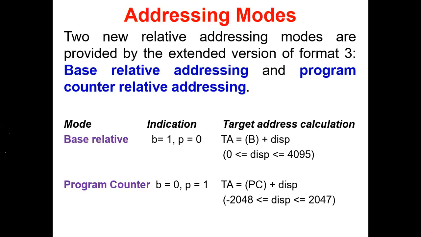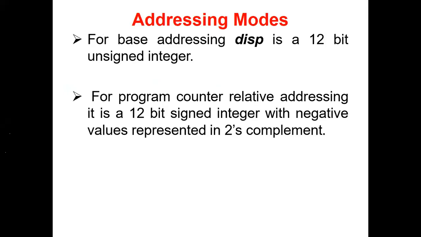B is a 1, P is a 0, that means base addressing. Okay? If we are going to use base addressing to calculate the target address, you take the contents of register B, the base register, plus the displacement. B0, P1 means program counter addressing, which means that you take the contents of the program counter plus the displacement. Okay.